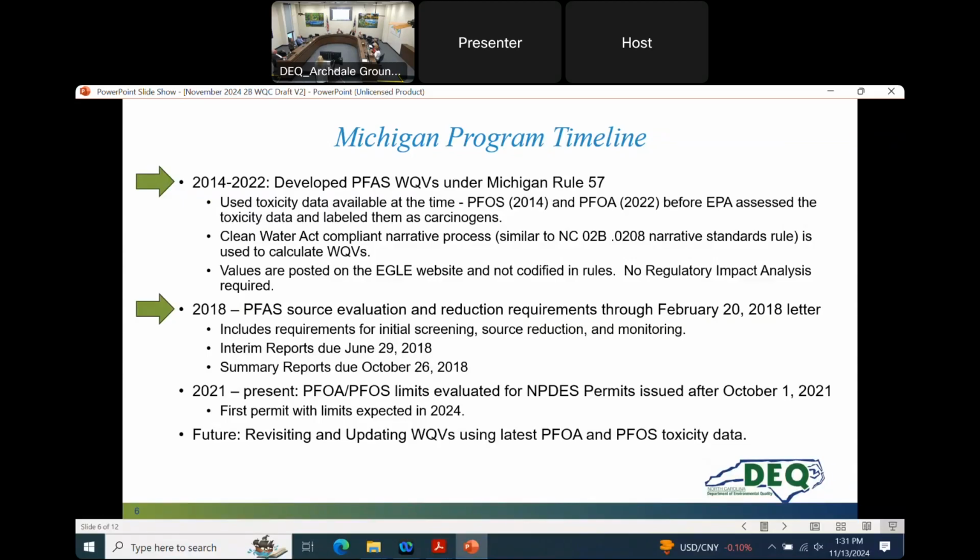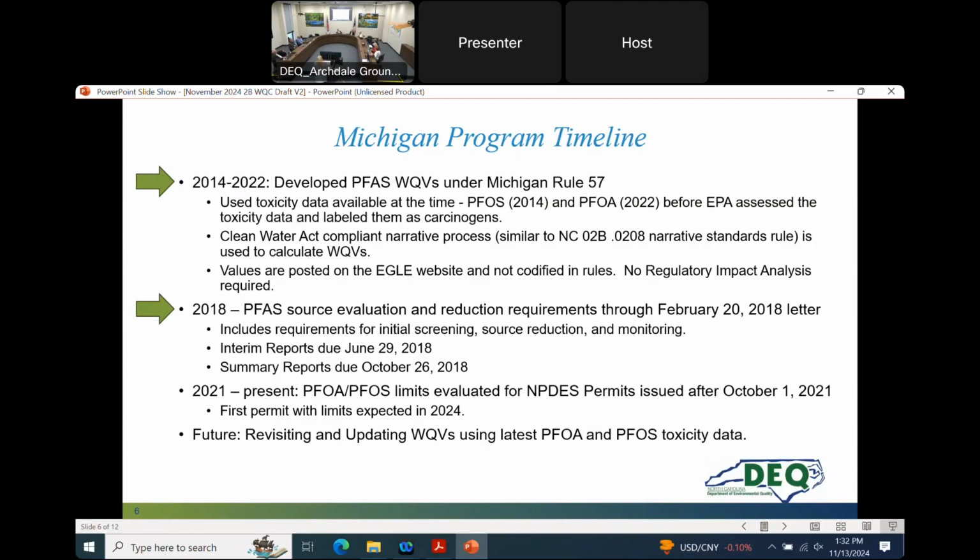And then in February of 2018, they sent a letter to all the wastewater treatment plants that have pretreatment programs, because again, they're just trying to look at the industry that are discharging this PFOS. They said, we want you to do initial screenings, we want you to do surveys, and we want you to develop a monitoring plan. They said, submit your identification of sources and your monitoring plan to them within 4 months. And so they did that.